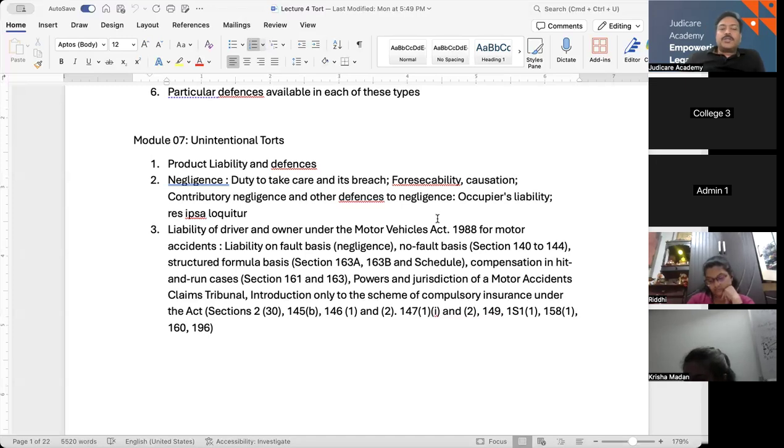Next point is causation, which I'm just touching up quickly because we have already done this in a previous chapter. Causation is establishing a direct link between the breach of duty and the injury caused. So this is the thread which connects. We talked about it, I think, a day before yesterday only. So a driver runs a red light and causes an accident, leading to injuries to another driver.